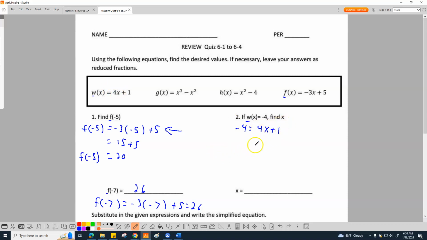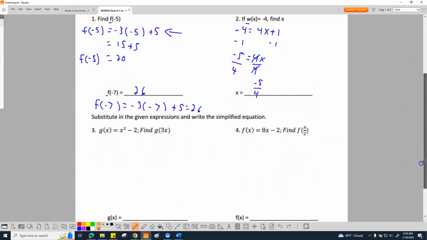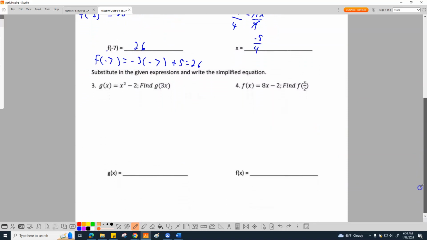And now find x. Now I can solve for x. That means get x by itself. Subtract 1 on both sides. That gives me -5 equals 4x. And then I'm going to go ahead and divide that 4 out. Oh my God, mister, there's fractions. Yeah, welcome to Algebra 2. We're using fractions now. And then that ends up being your answer. x equals -5/4. All right. That's 1 and 2. I'm going to go ahead and solve 3 and 4 as well.